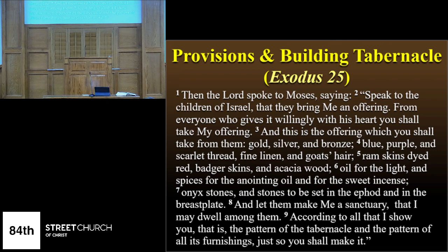Then the Lord spoke to Moses, saying, Speak to the children of Israel that they bring me an offering. From everyone who gives it willingly, with his heart he shall take my offering. And this is the offering which you shall take from them: gold, silver, and bronze, blue, purple, and scarlet thread, fine linen, and goat's hair, ram skins dyed red, badger skins, and acacia wood, oil for the light, spices for the anointing oil and for the sweet incense, onyx stones, and stones to be set in the ephod and in the breastplate. And let them make me a sanctuary that I may dwell among them. According to all that I show you, that is the pattern of the tabernacle and the pattern of all its furnishings, just so you shall make it.